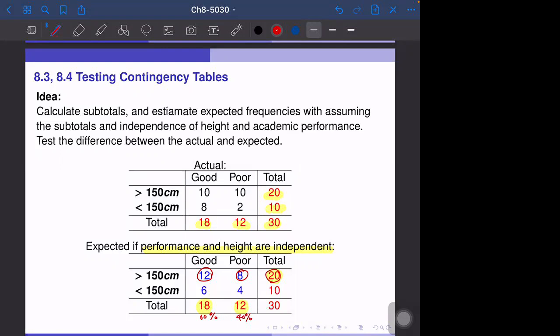And in the same way we can get this 6 and 4. And the idea is to test this expected table, the difference between this expected table and the actual table. If this difference is small, then we accept the independence. But if the difference is very large, then we reject the null hypothesis that the two factors are independent. So we want to measure the distance between these two tables, and if this is too large, then we reject the independence.